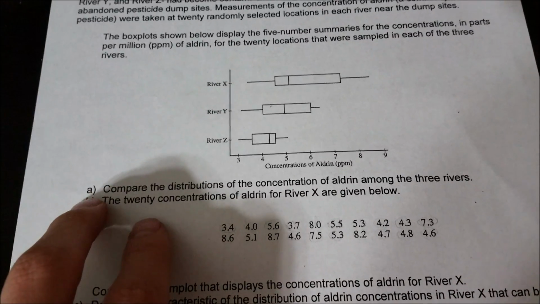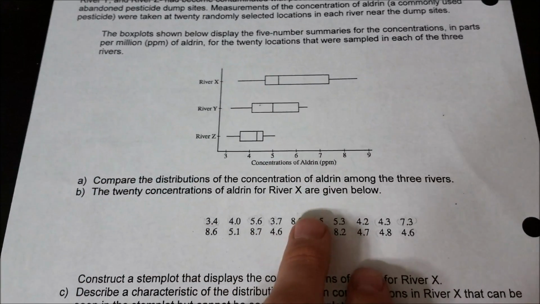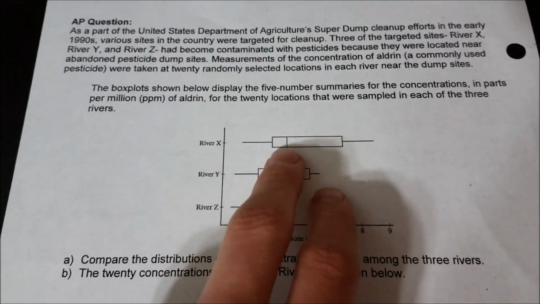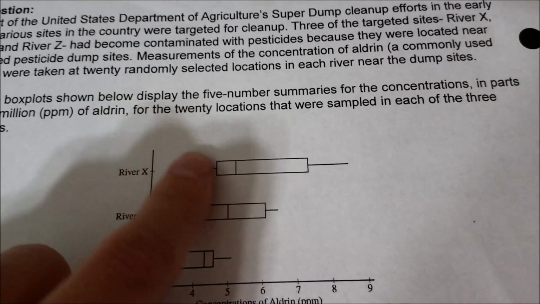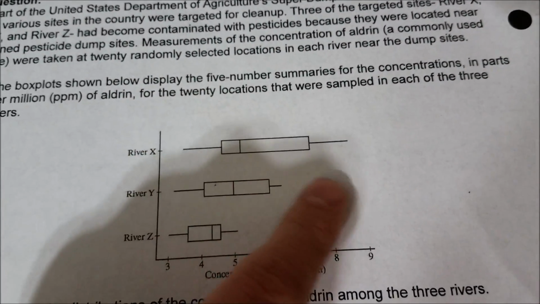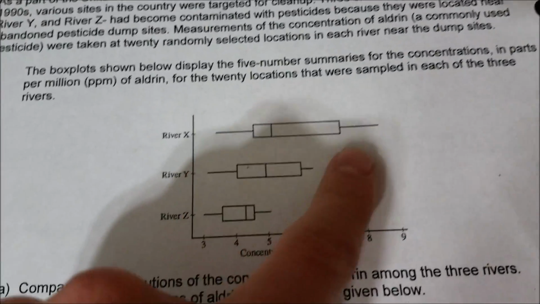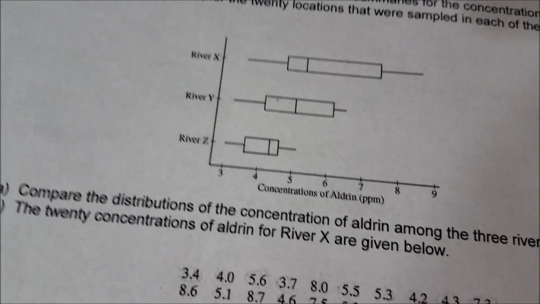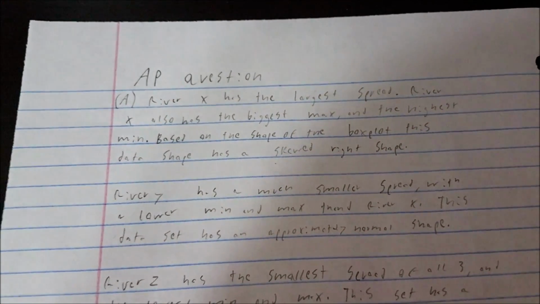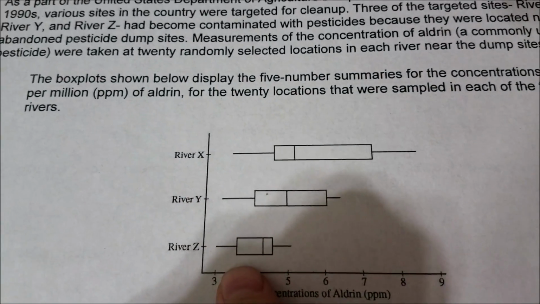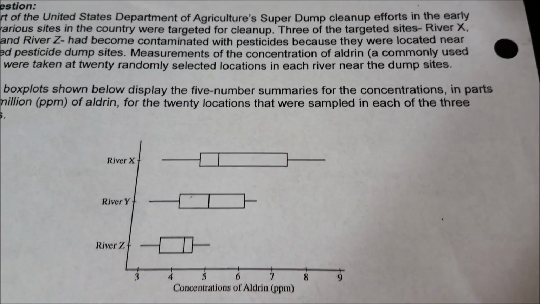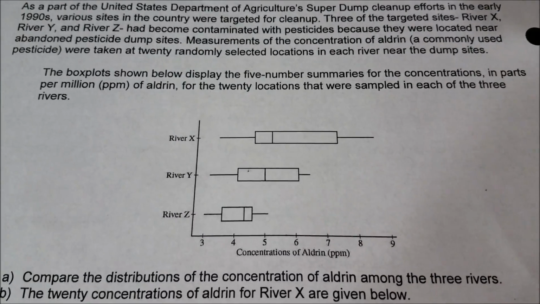So question A. Compare the distributions of concentration of aldrin among the 3 rivers. So let's start with River X. Obviously, River X has the largest spread. You can see this because the whiskers on each side, which are these lines, extend the farthest, and it has the longest overall range. River X also has the biggest max and also the highest min. You can see here that its min is above all the other mins. This means that it had the most concentration of aldrin, the most pollution.